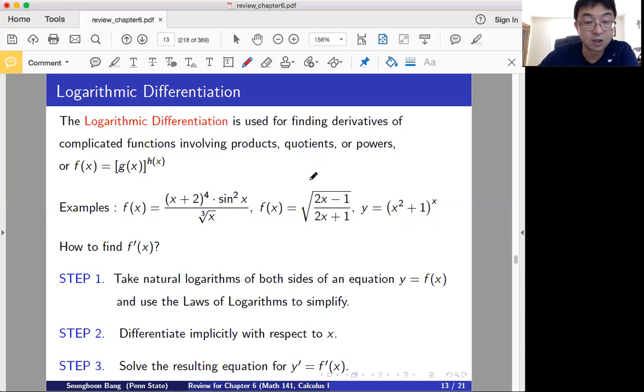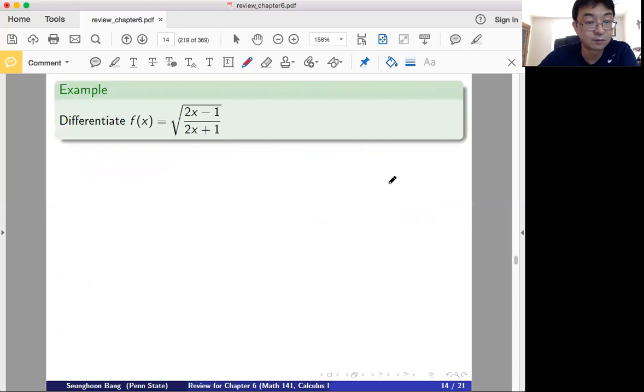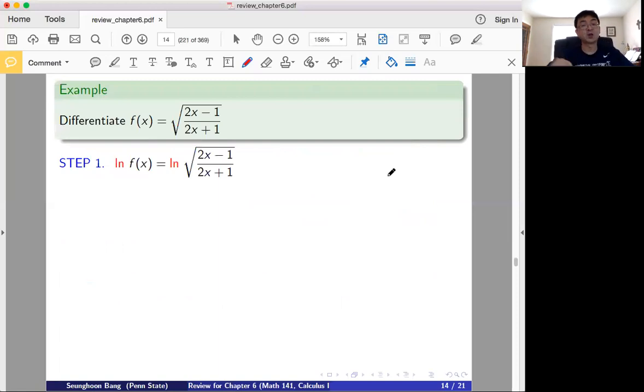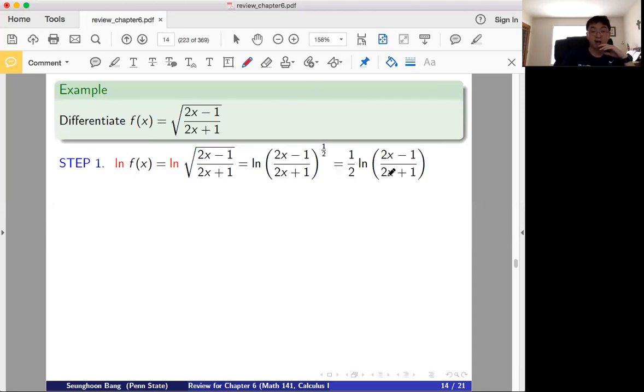We can try to solve these two problems. Here, step 1, take ln. ln of f of x equals ln of the square root of 2x minus 1 over 2x plus 1. The next is to change to power form: ln of 2x minus 1 over 2x plus 1 to the power 1/2. The power 1/2 comes down: 1/2 times ln of 2x minus 1 over 2x plus 1. You can change the quotient form to the difference form: 1 over 2 times ln of 2x minus 1 minus ln of 2x plus 1. This is step 1.